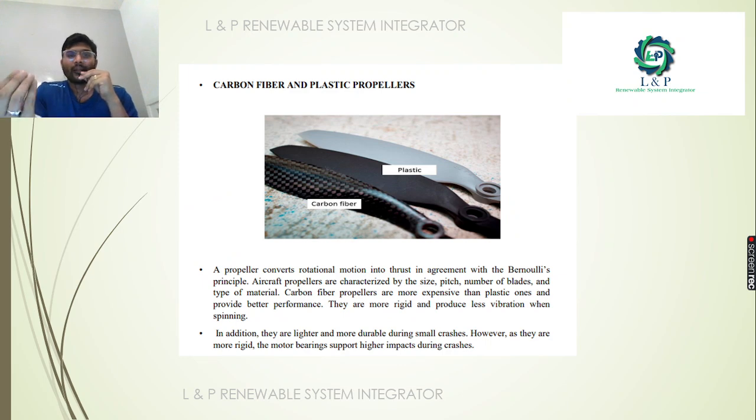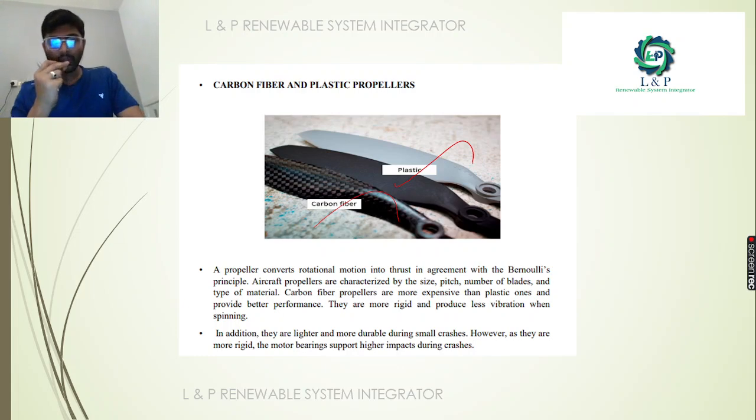Next, in propellers also there are many categories. Plastic propellers are there, and carbon fiber propellers also. As you all know, nowadays in most places they are using fibers. If it is for playing purposes, you can go with plastics. But if you are going to do any serious jobs, it is better to go with carbon fibers.